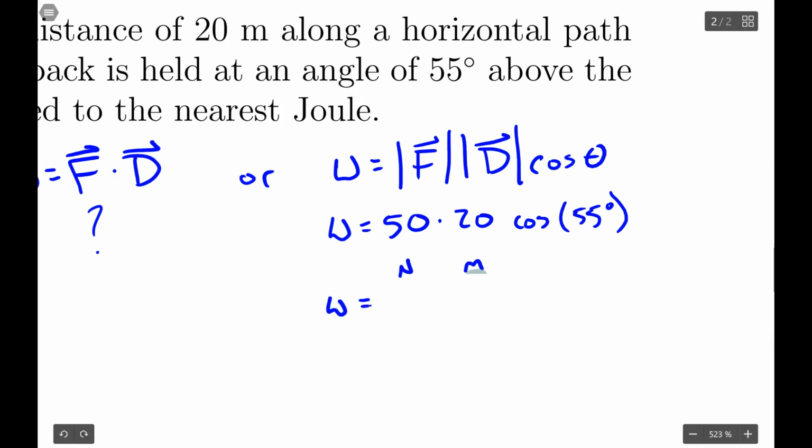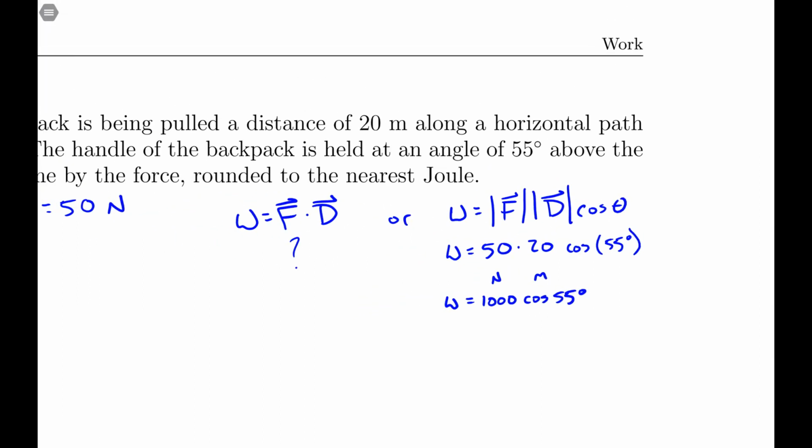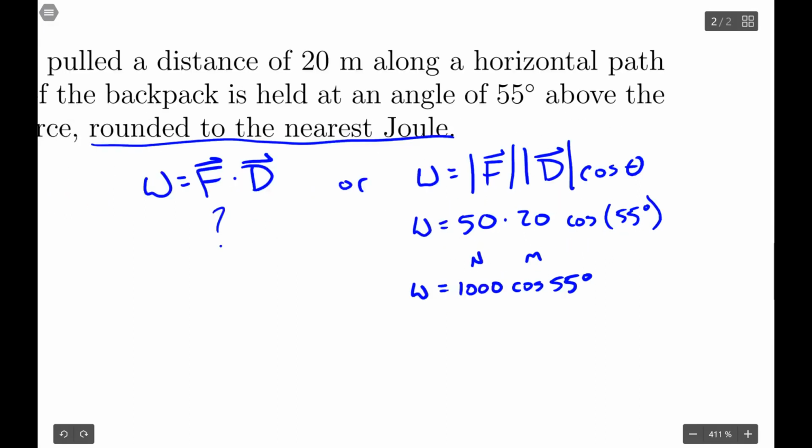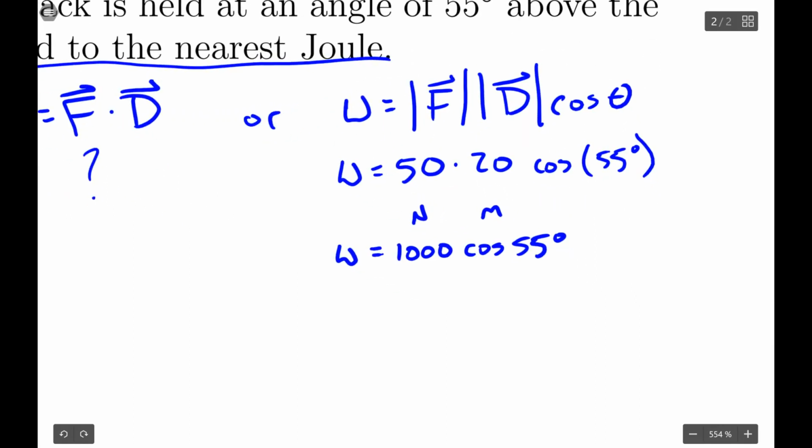Work is 50 times 20, so that's going to be 1,000 multiplied by cosine of 55 degrees. Now this says that we want to find the work rounded to the nearest joule, so we do want to carry out this computation. This is a nice exact value. Work is 1,000 cosine of 55 degrees joules, but we actually want to round this.